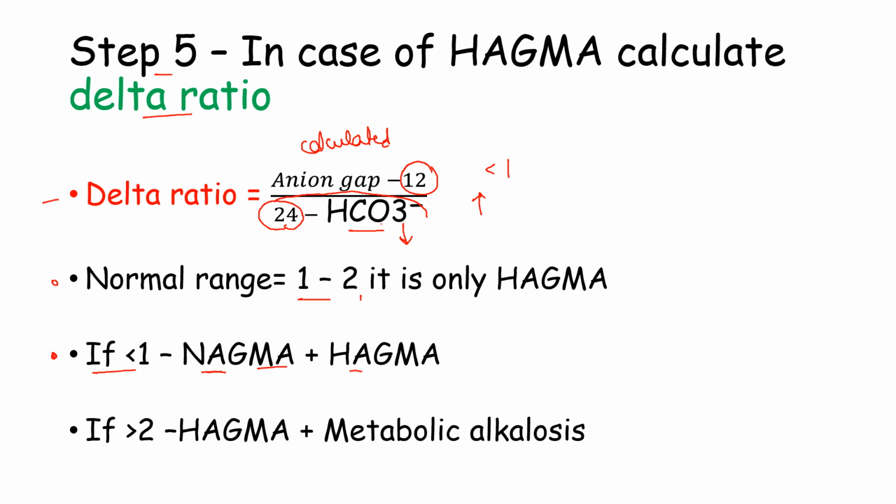And if the delta ratio is greater than 2, it means that the bicarbonate is high, isn't it? So along with this high anion gap metabolic acidosis, there is also a component of metabolic alkalosis. This is what we mean by delta ratio greater than 2. So these are the steps for calculating and interpreting the ABG.